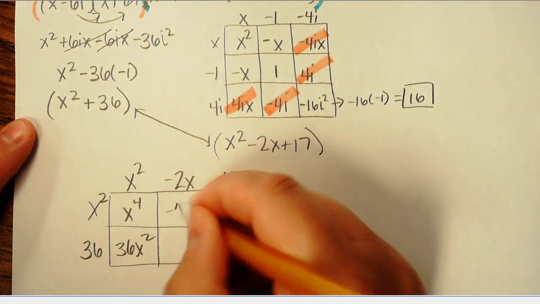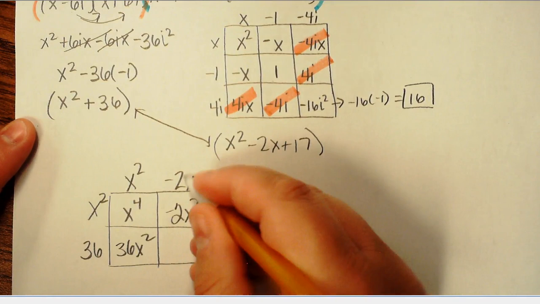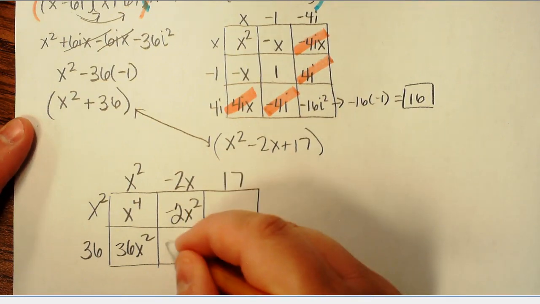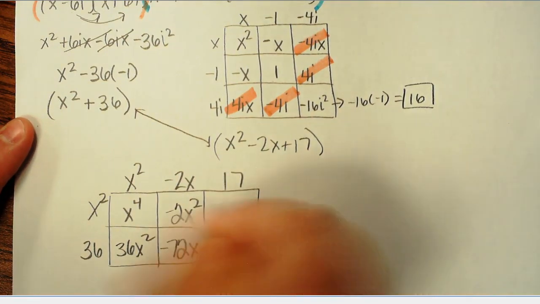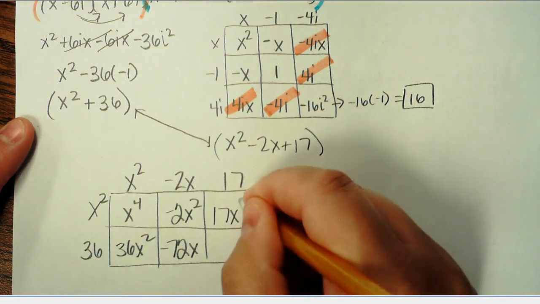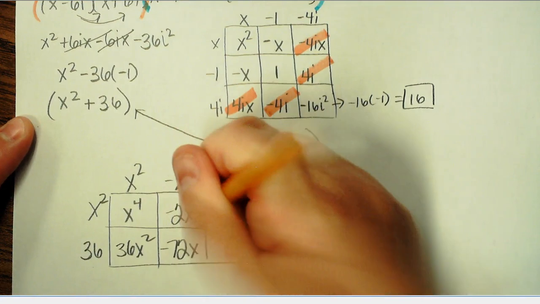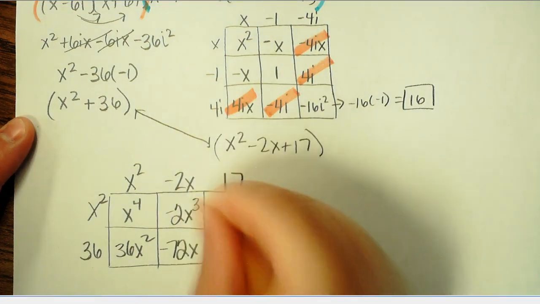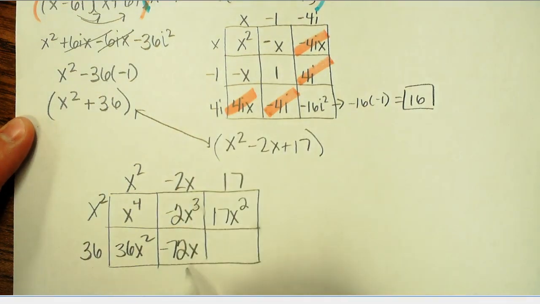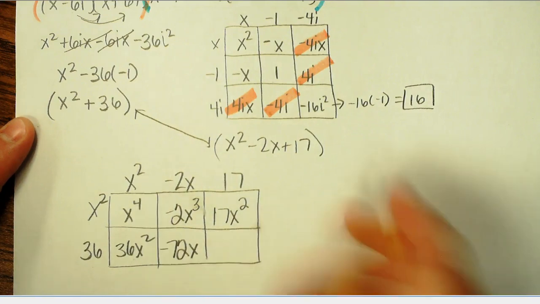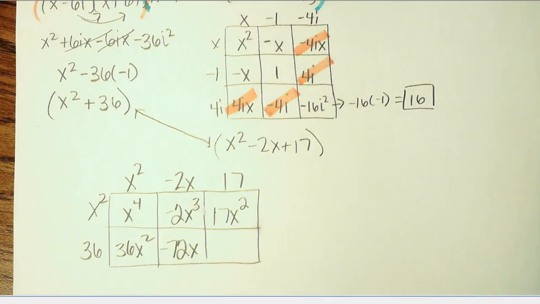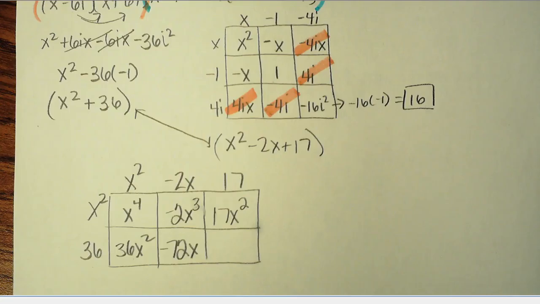This will be negative 2x squared. Negative 2 times 36, this is going to be negative 72x. This will be 17x squared. Forgive me, let me back up. This one should have been x cubed. Let me check. The rest of these are okay. This is an x. These are okay. And then 17 times 36, I have to grab my calculator for that. 612.